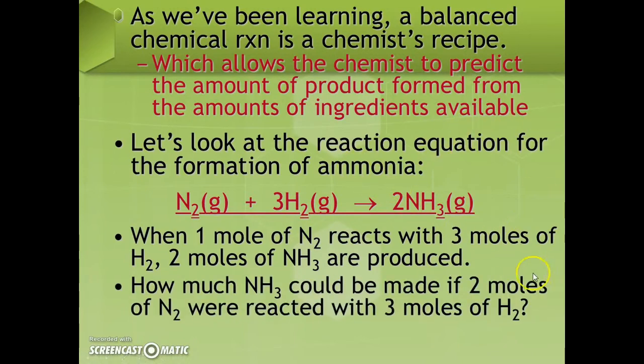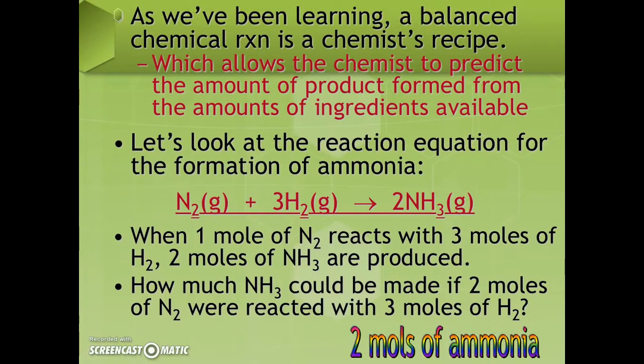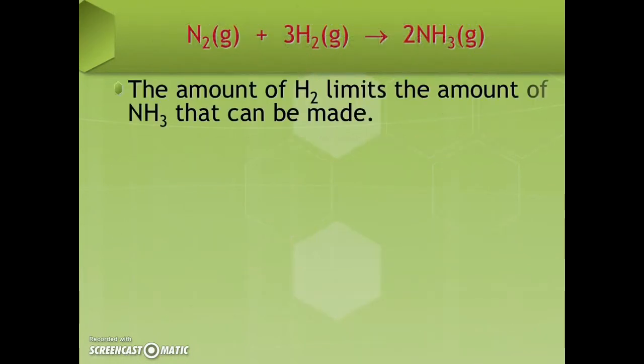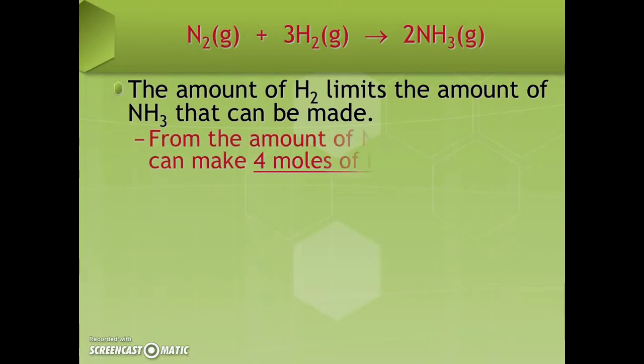Now, if we had 2 moles of nitrogen and 3 moles of hydrogen, how many moles of ammonia can we make? Well, in theory, based on the nitrogen, we could make 4 moles of ammonia. However, we wouldn't have enough hydrogen to do that. And so we can only make 2 moles rather than 4. So when we look at that, we say that the amount of hydrogen is limiting the amount of ammonia that can be made. It's the limiting reagent.